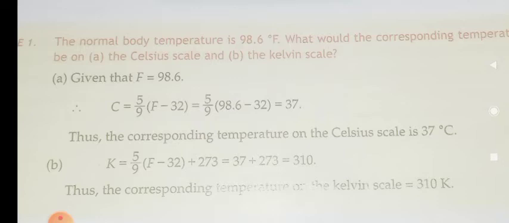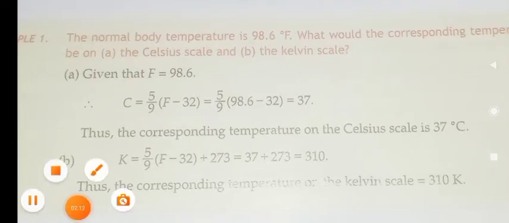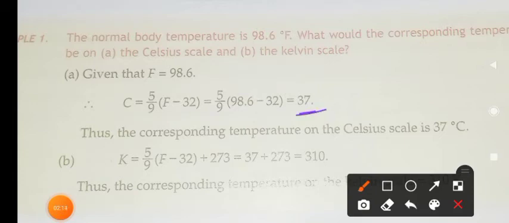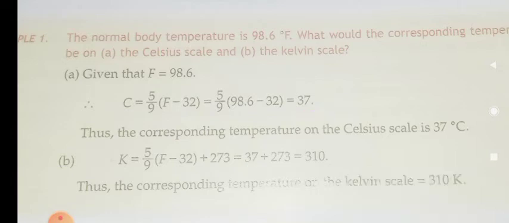And how can you convert into Kelvin? For Kelvin, the formula is 5 divided by 9 into F minus 32 plus 273. That is C. What is the C value? Just now we have calculated 37. So apply that here: 37 plus 273 is equal to 310 Kelvin. 310 Kelvin is the answer. Okay children, did you understand how these conversions have taken place?